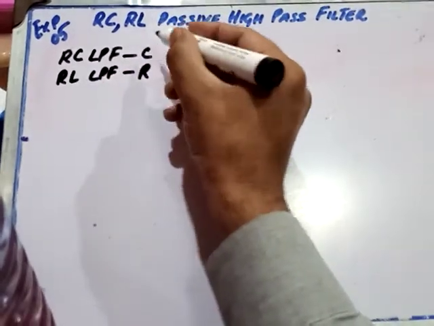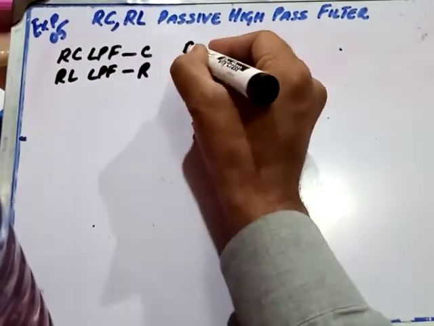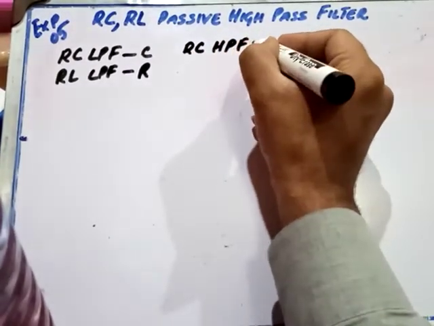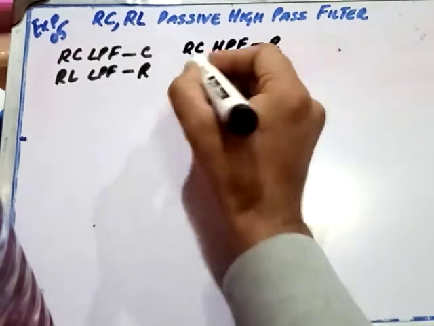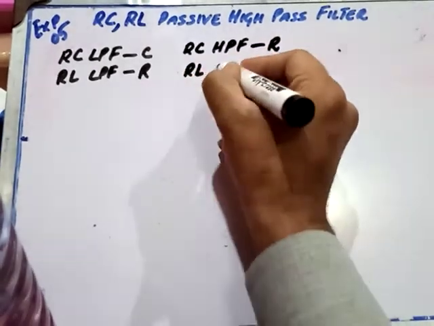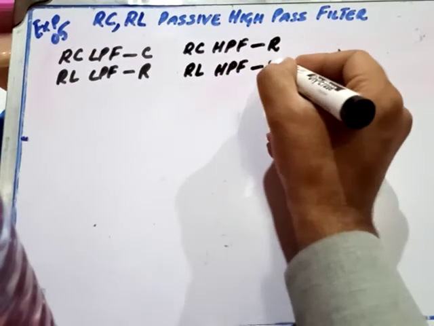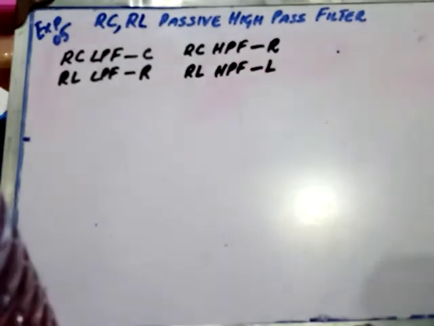So unlike this low pass filter, in case of RC high pass filter, we'll be having the output across the resistor, and in case of RL high pass filter we will be obtaining the output across the inductor.